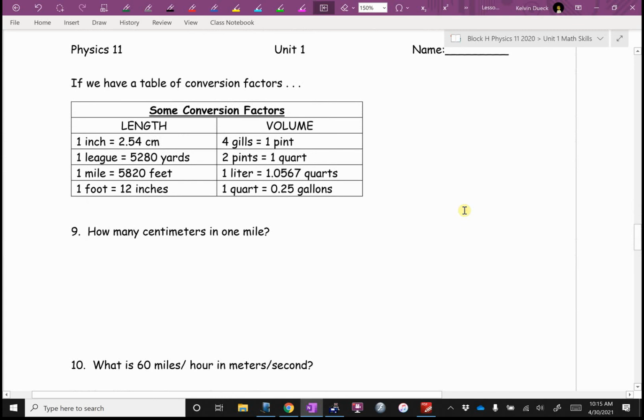Next page. If you have a table with conversion factors, you can do stuff like number 9. How many centimeters in a mile? I don't know. What am I going to do first? Give what they give you. What did they give me? 1 mile. Right now. Why would I not use that as my abbreviation for mile? Meter. So the abbreviation for mile.